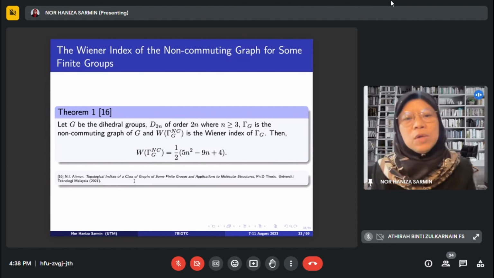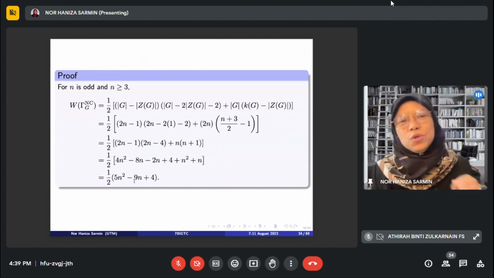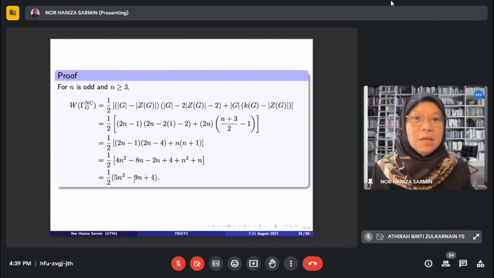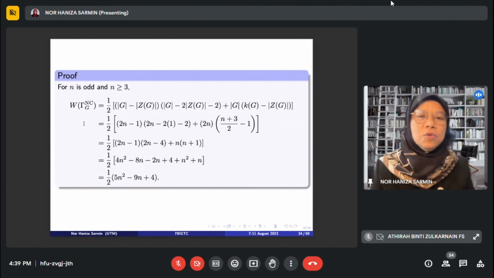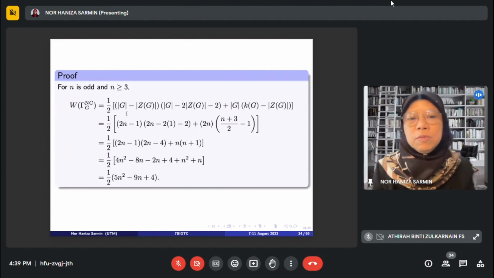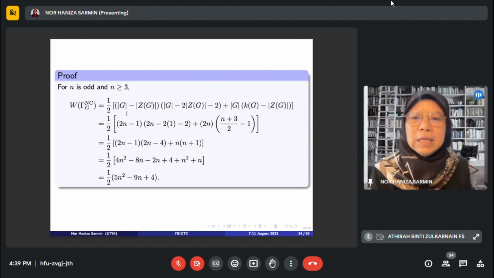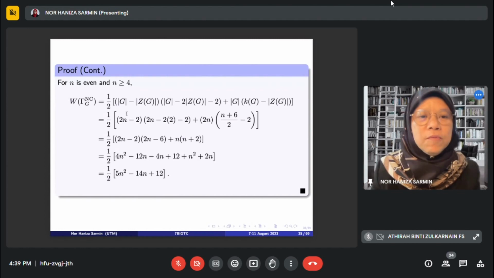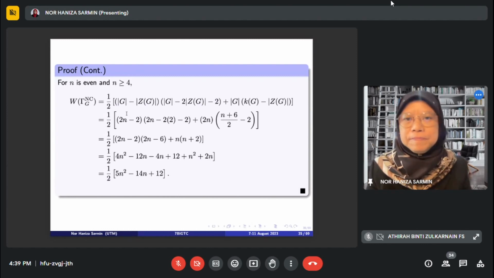And we worked together also with Prof. Irfanian in finding this. We also started with the definition, but then we used the fact that we have the properties, using this formula that I shared before for the Wiener index. So we use this formula to just put in the properties of the groups just now, because there are also results on the conjugacy classes of the dihedral groups. So this is for n odd and another one for n even.